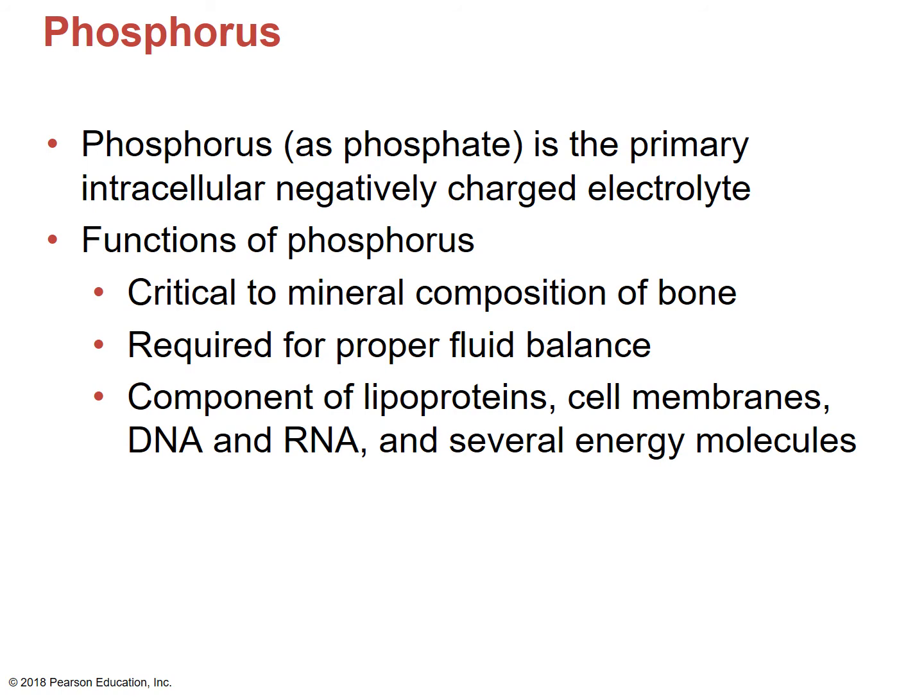Phosphorus deficiencies are rare but can occur in adults who abuse alcohol, in premature infants, and in older adults with poor diets. People with vitamin D deficiencies, people with hyperparathyroidism, and those who overuse antacids that bind with the phosphorus may also have low blood phosphorus levels.